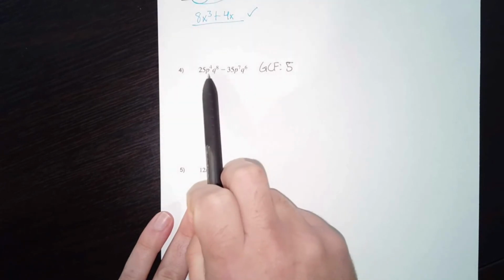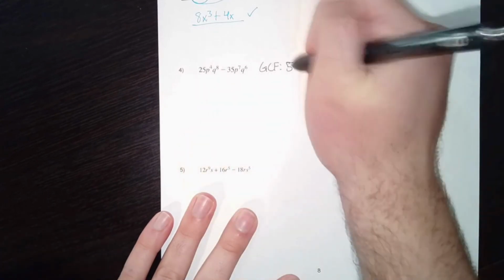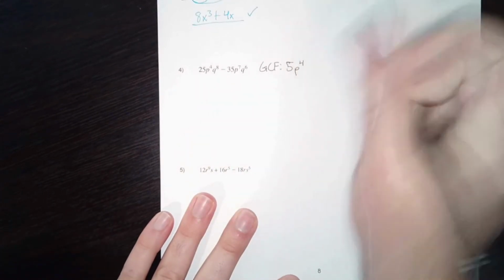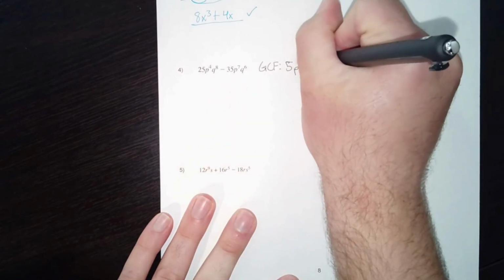Next, I need to look at p's. So p's, I have p to the 4th and a p to the 7th. Well, the smaller of those two is p to the 4th, so I'm going to use that one. For q's, I have q to the 8th and q to the 6th. So q to the 6th is the one that I want.